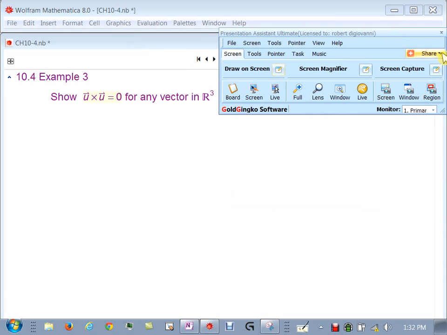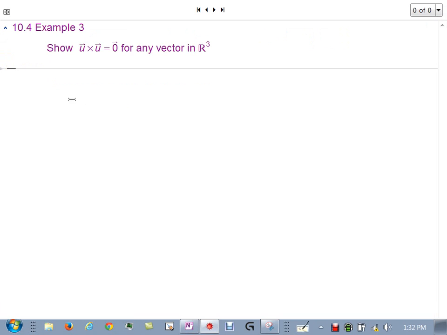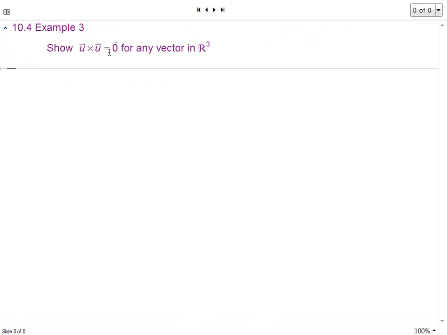All right. Close that program real quick. There we go. That's the 0 vector, right? You cross two vectors, you get a vector. So that should be 0 vector, not 0, the number.